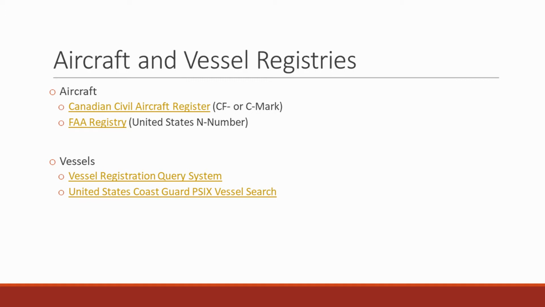But let's say a small plane were to land on Highway 50 in Gatineau, someone takes a photo, and on the photo, as a reporter, you're back in the office, you see some letters. Well, you could go to the Canadian Civil Aircraft Register, type in those letters, and hopefully come up with the name of the owner or the business which owns the plane.